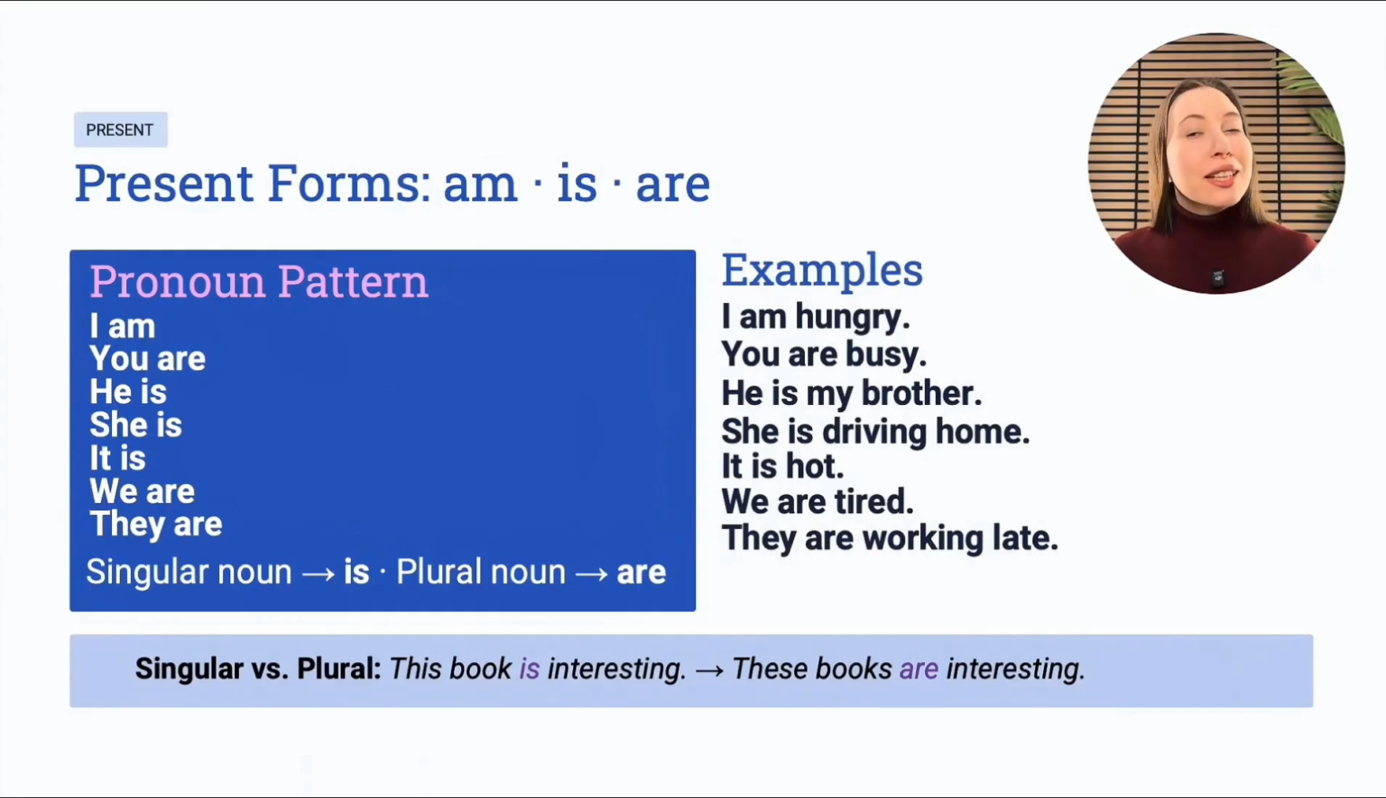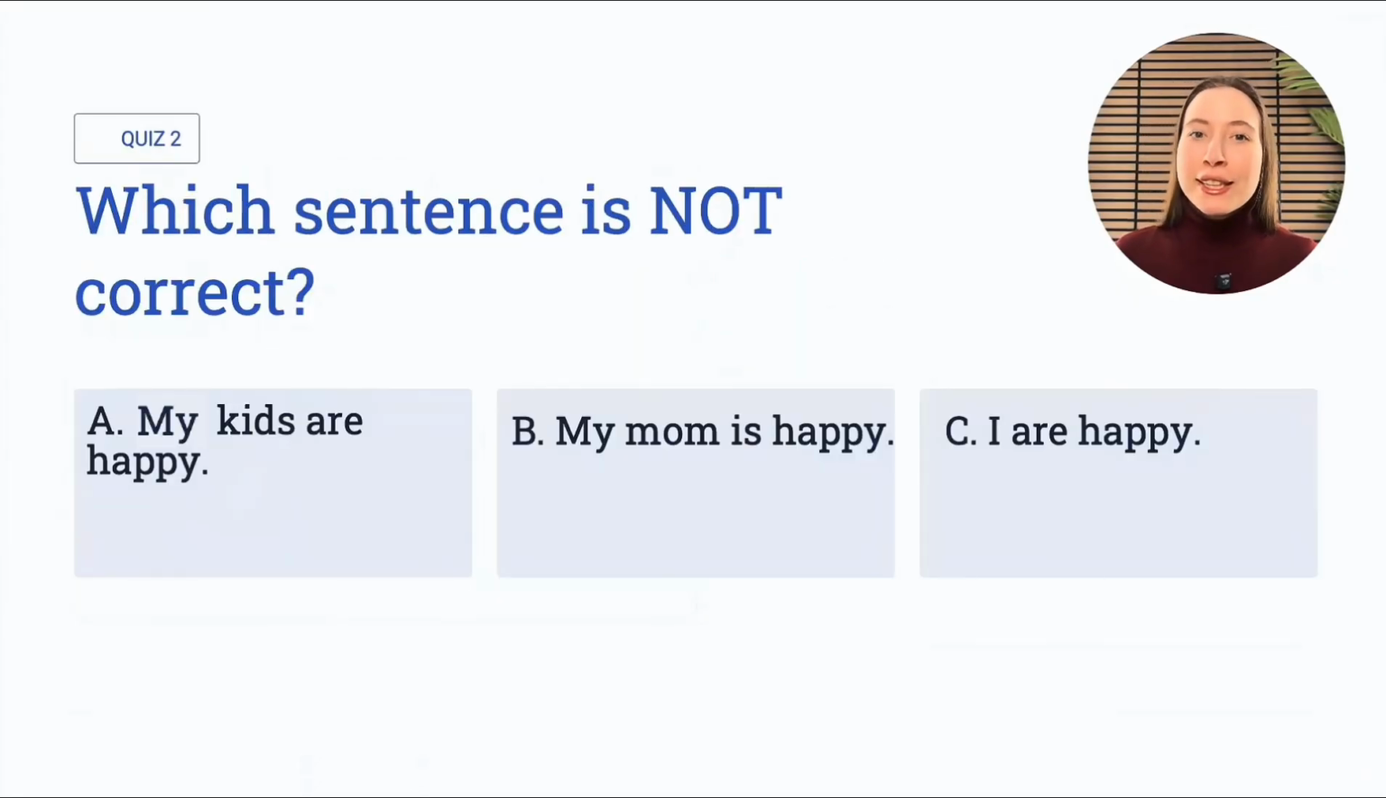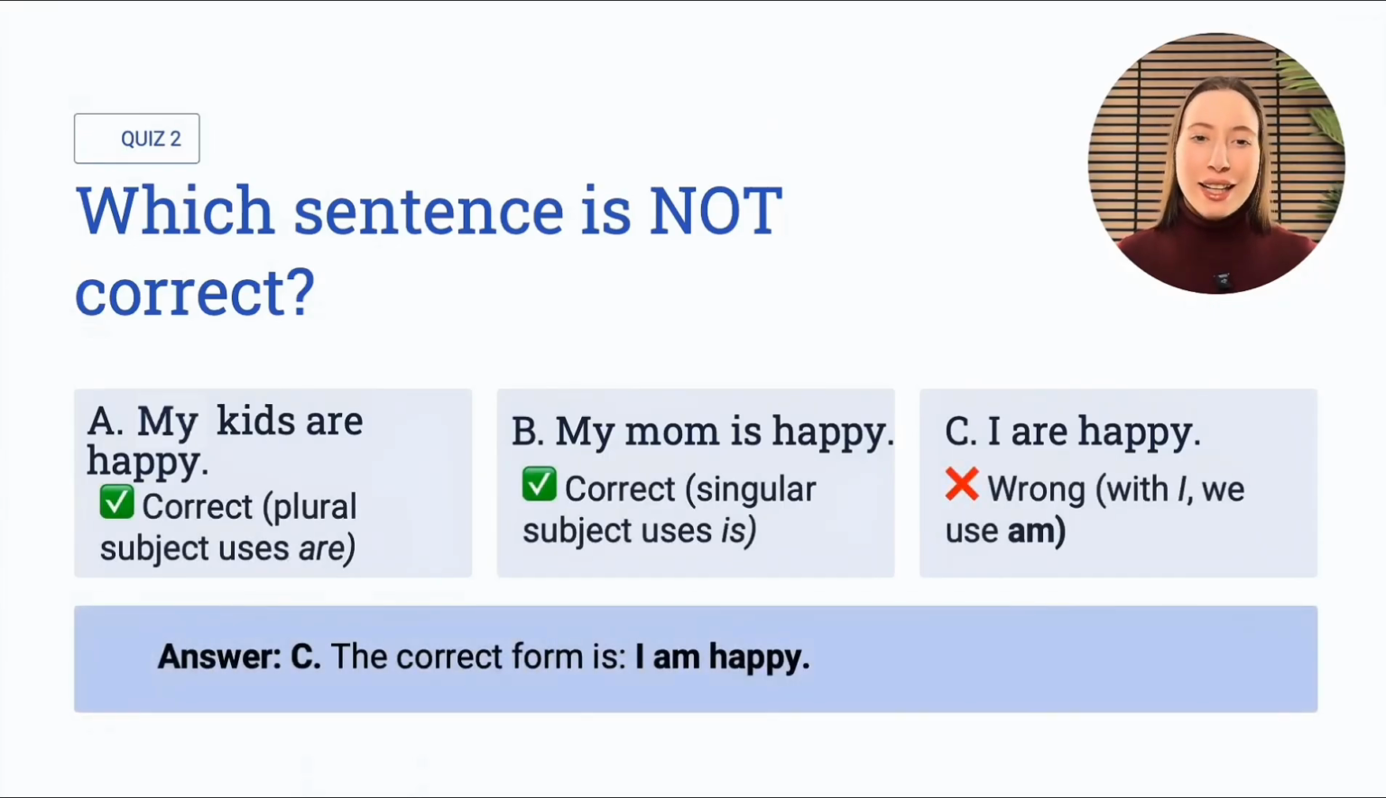Now let's check your understanding of this information. Which sentence is not correct? A, my kids are happy. B, my mom is happy. C, I are happy. Pause and choose. The wrong sentence is C. I are happy, because with I we use am.